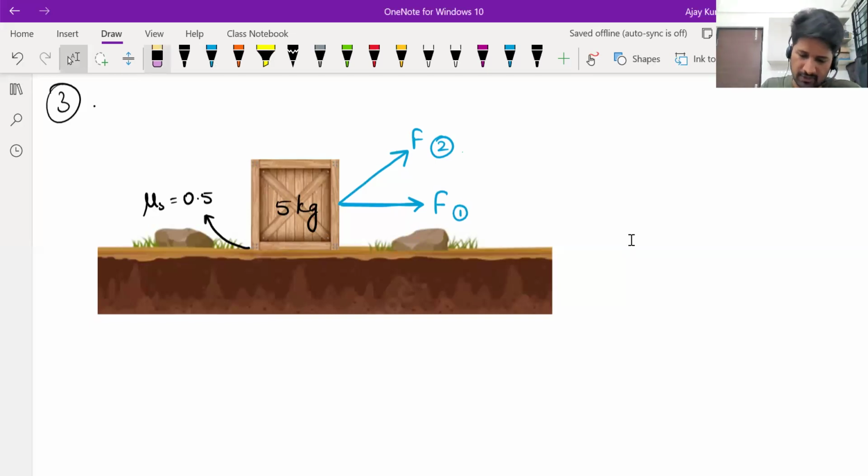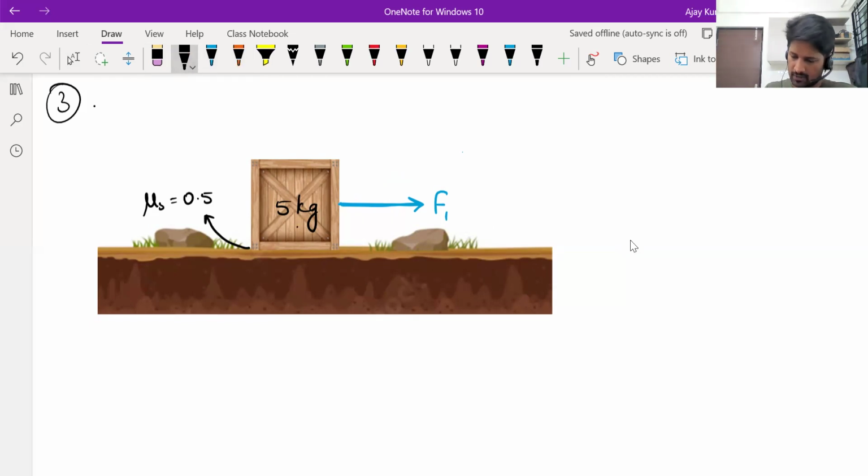Okay, so let's take two different situations. First case, let it be the horizontal force F itself. Let's call it F1. Tell me directly how much minimum force F1 should be applied for the block to slide. 25 newtons, sir. 25 newtons.